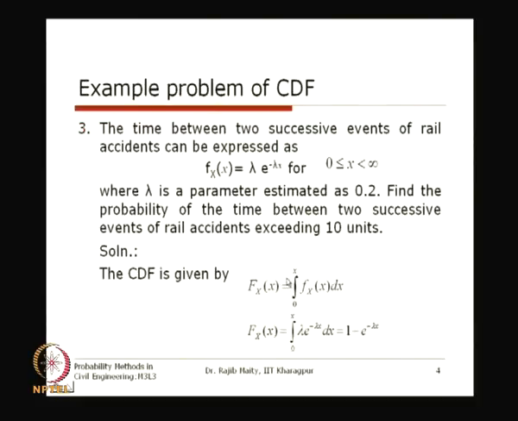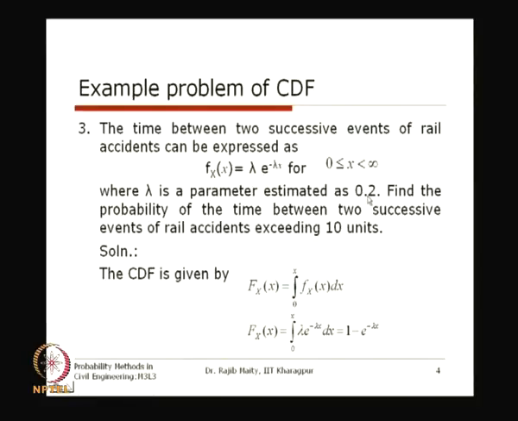Now we will see two examples of CDF. The first one is straightforward, an example of the exponential distribution. The time between two successive events of railway accidents can be expressed by the probability density function f(x) equals lambda e to the power minus lambda x, with the support from 0 to infinity, where lambda is the parameter, which is estimated to be 0.2. We will see in the successive classes how to estimate the parameters of the distribution.